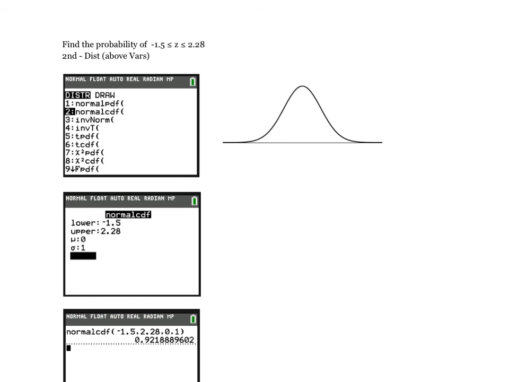This time I'm asking you to find the probability of z being greater than or equal to negative 1.5, but less than or equal to 2.28. So remember, 0 is in the middle. Negative 1.5 would be over here. And when you're drawing a picture, the scale doesn't really matter. Just make sure you're left of the mean. And then the other limit is less than 2.28, so that would be over here. Again, all I really care about is that one's on one side of the mean and one's on the other. And I want what's in between them. That's this area right here.